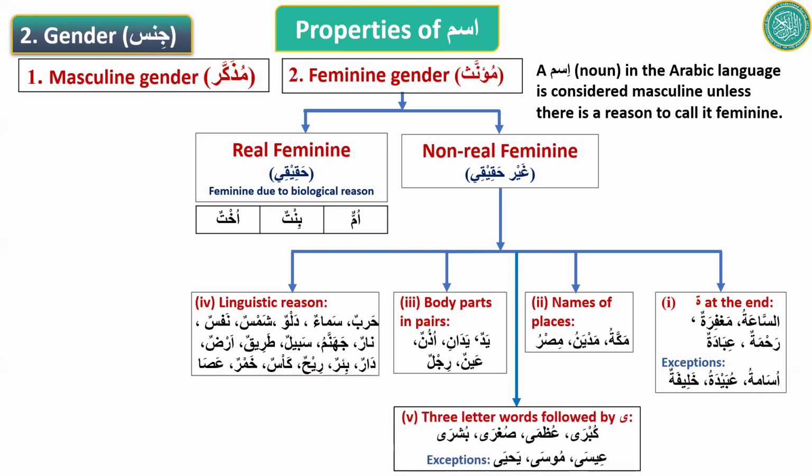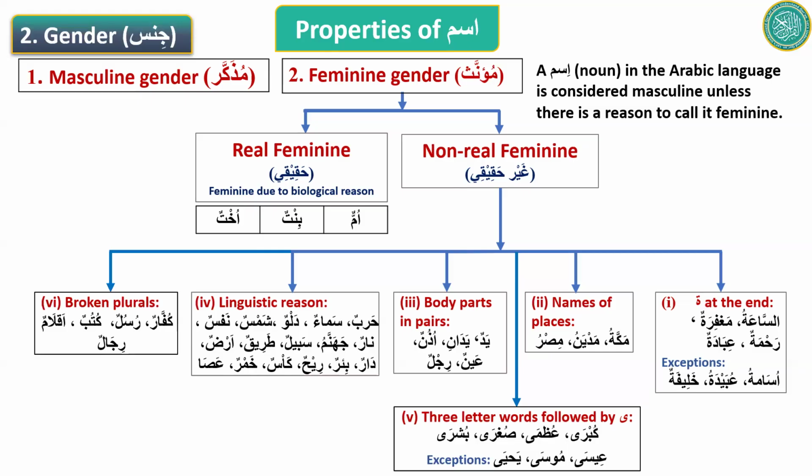And the fifth reason is three-letter words ending with this letter which looks like ya but will sound like alif. Like kubra, uzma, sughra, bushra. These are the four examples given here. But again, like the first category, there are some exceptions, like Isa, Musa, and Yahya. We are still revising.